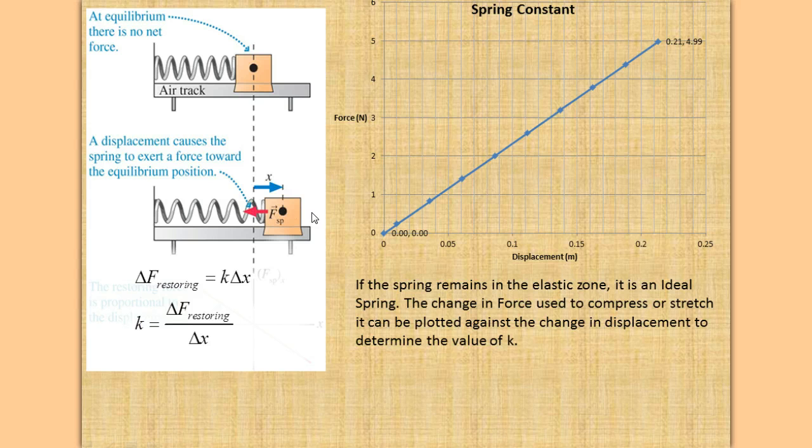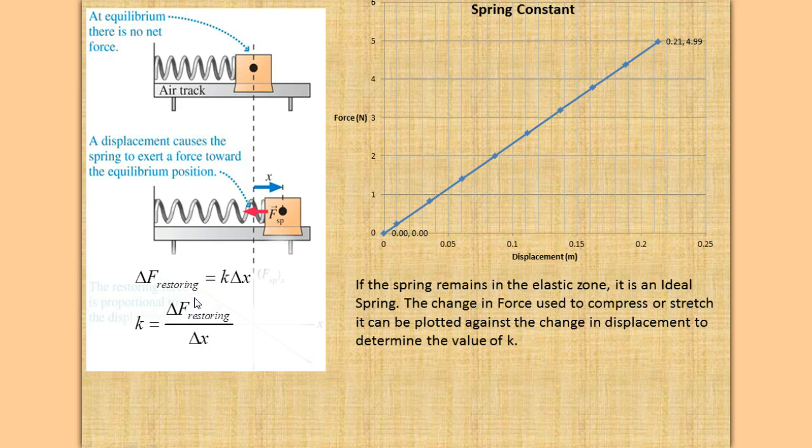So if we stretch the spring, it will oscillate back and forth. And that's called a delta force. Delta force, the restoring force, is equal to K times the change in length. The change in force is equal to K times the change in displacement. So if we solve this equation for K, we get the change in restoring force divided by the change in displacement.